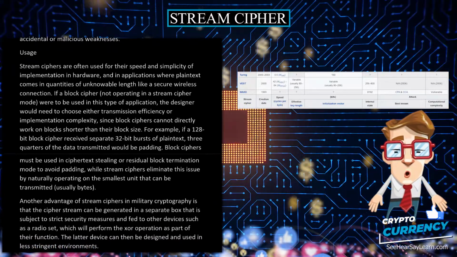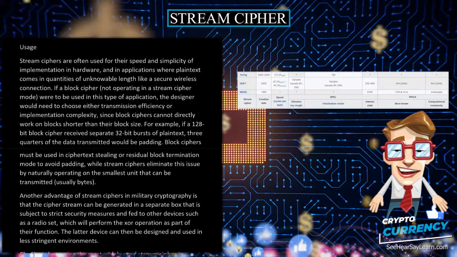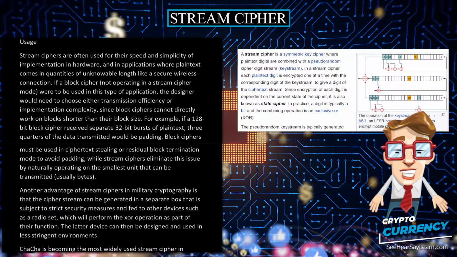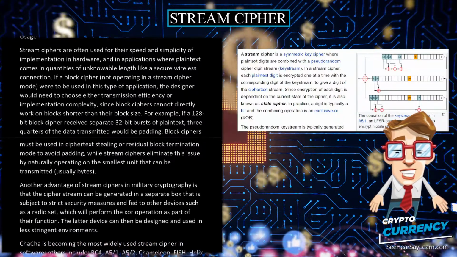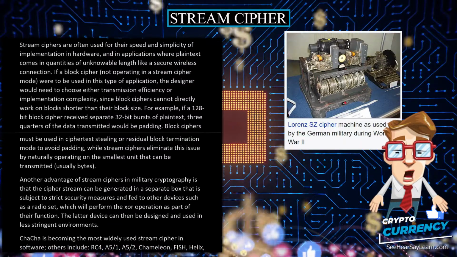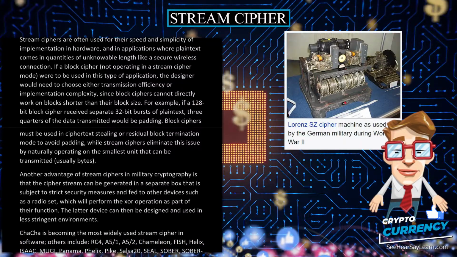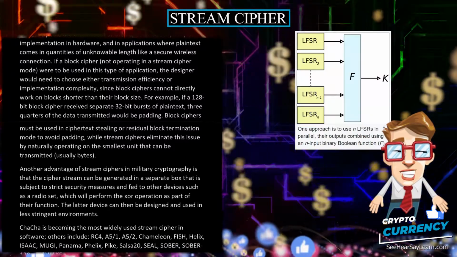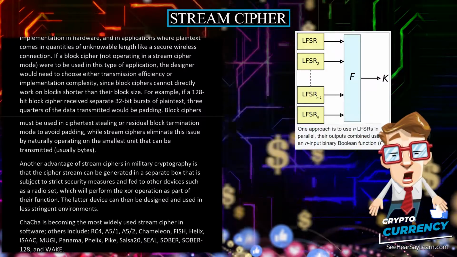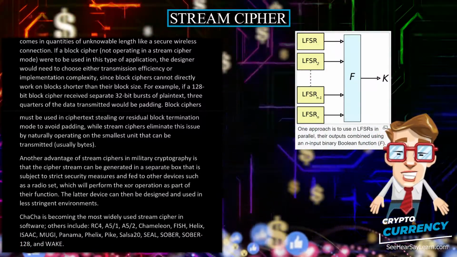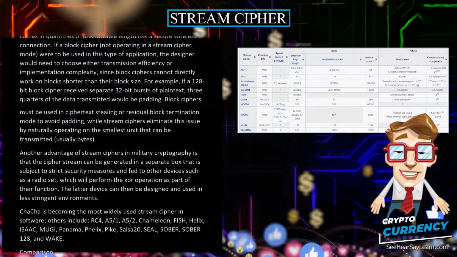Another advantage of stream ciphers in military cryptography is that the cipher stream can be generated in a separate box that is subject to strict security measures and fed to other devices such as a radio set, which will perform the XOR operation as part of their function. The latter device can then be designed and used in less stringent environments.